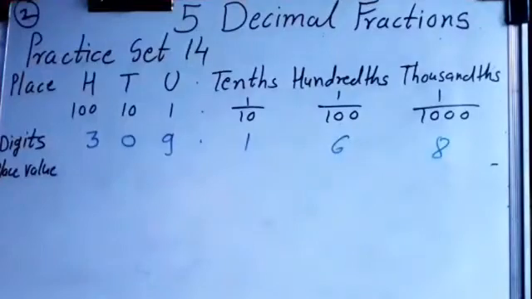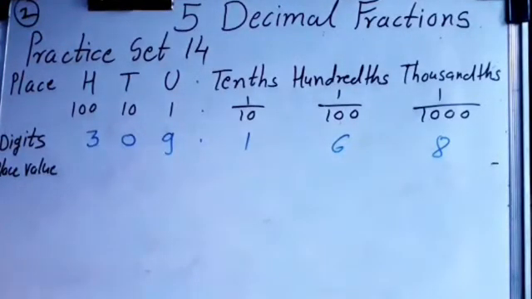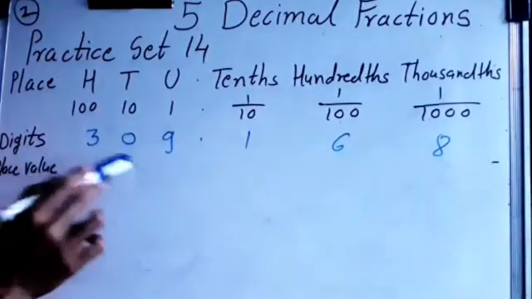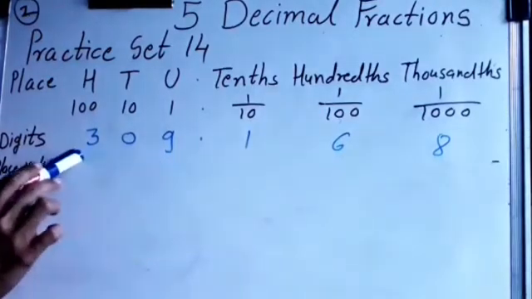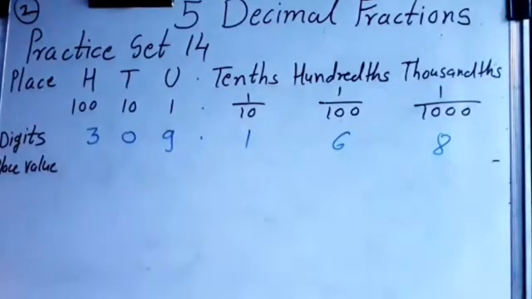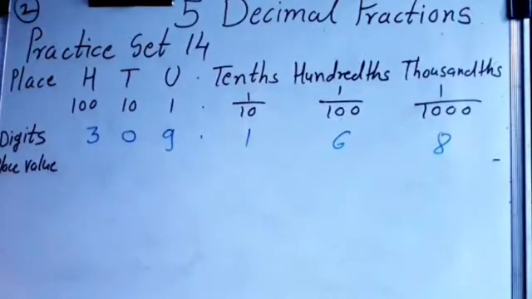Take another example, that is 309.168. See here, again the place values: the digits I have written are arranged this way. 309 means the value of 309. So the place value of 3 will be hundreds, the place value of 0 is tens, and the place value of the unit is 9.